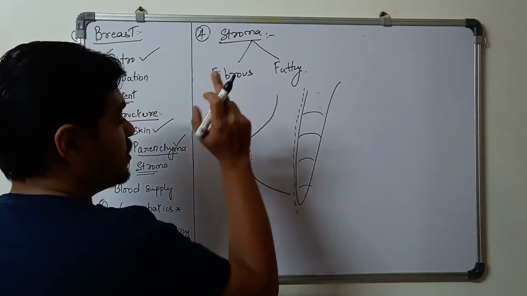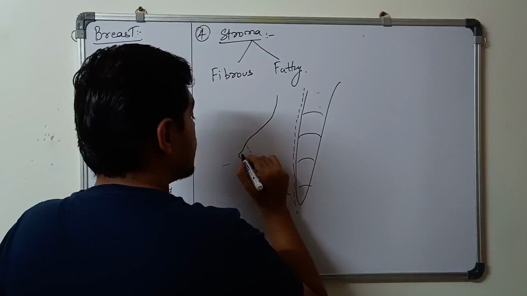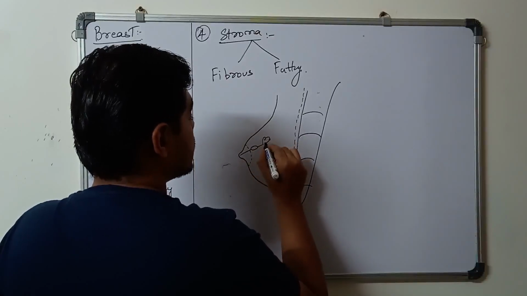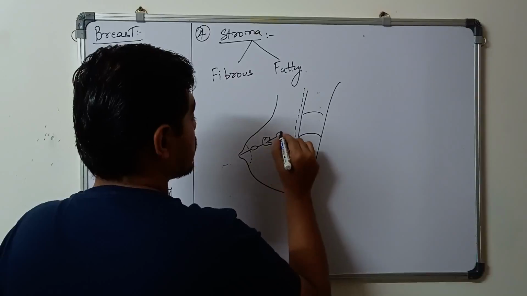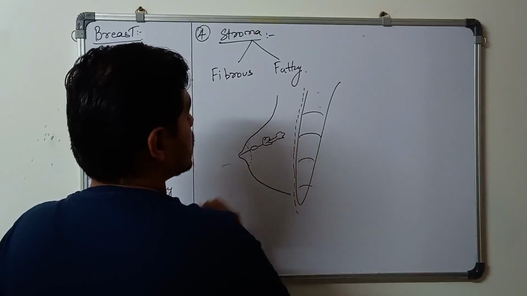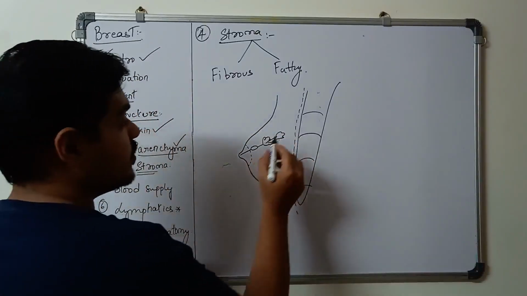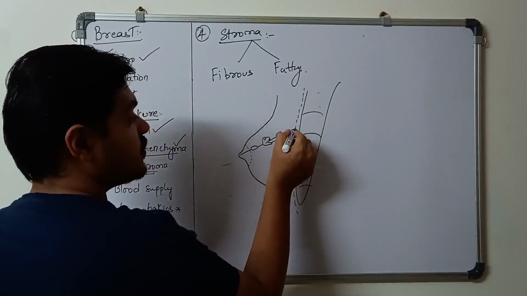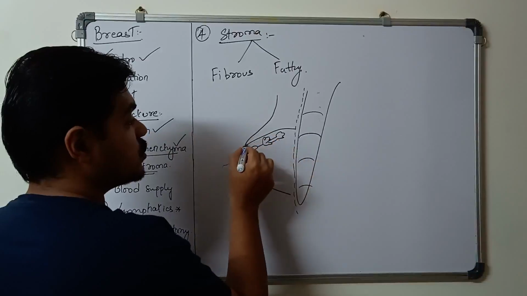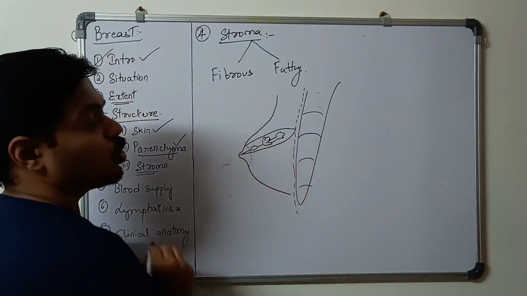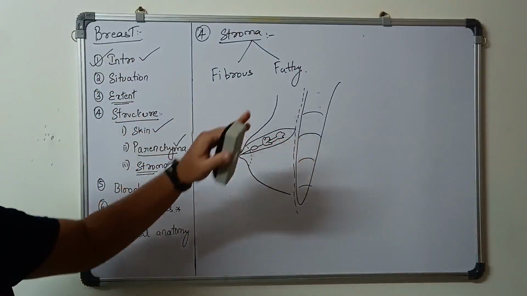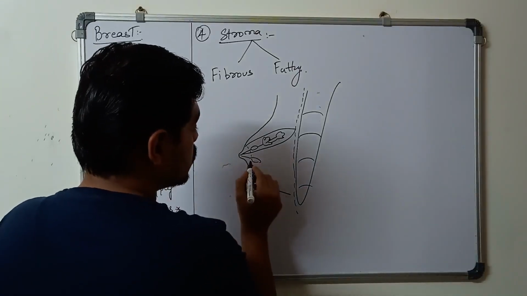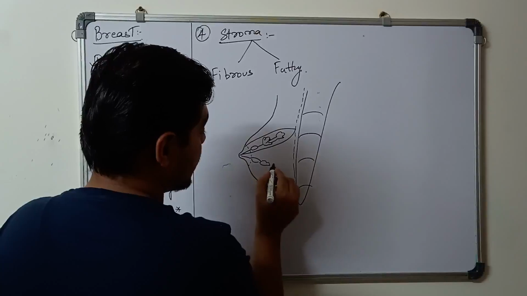Now, when I say the fibrous stroma, let's imagine that this is one of the lobes. The fibrous stroma comes as a projection from the deep fascia of the pectoral region and covers each lobe like this. It separates the lobe from the surrounding fatty tissue and from other lobes. So that is the fibrous stroma.